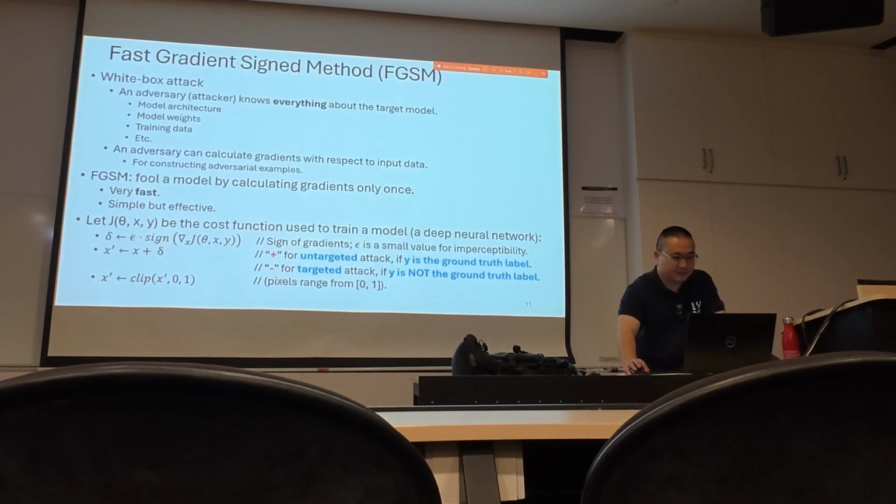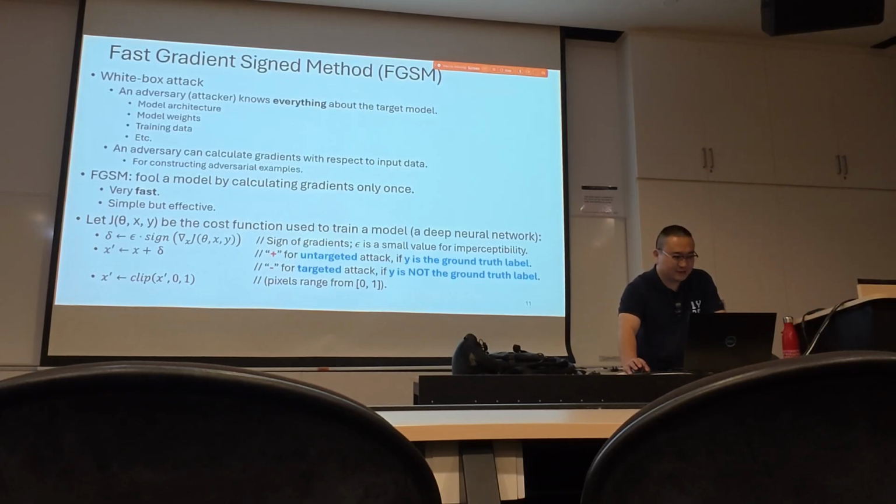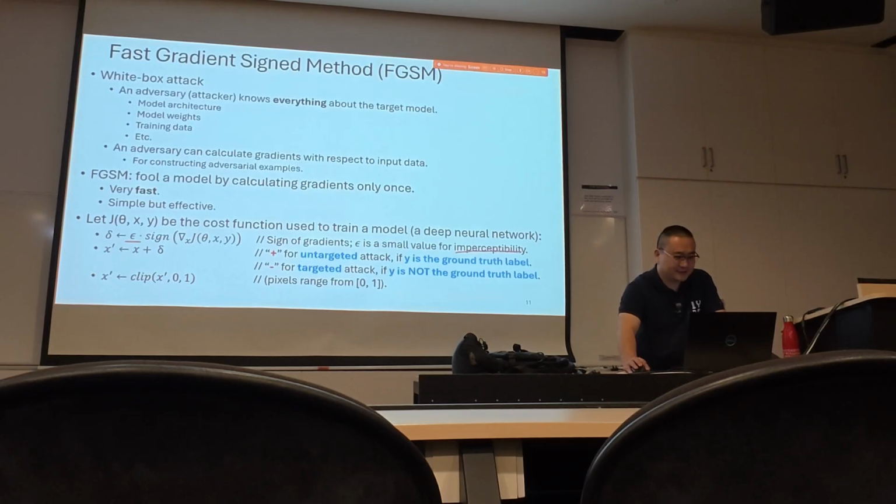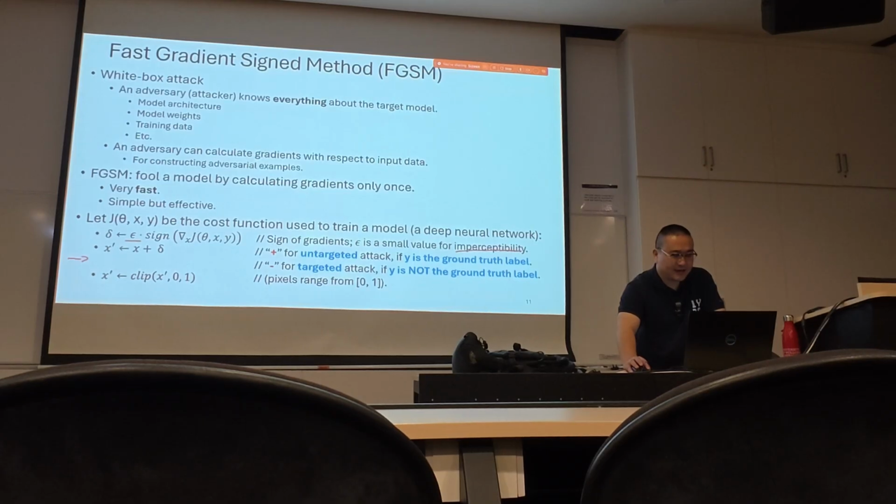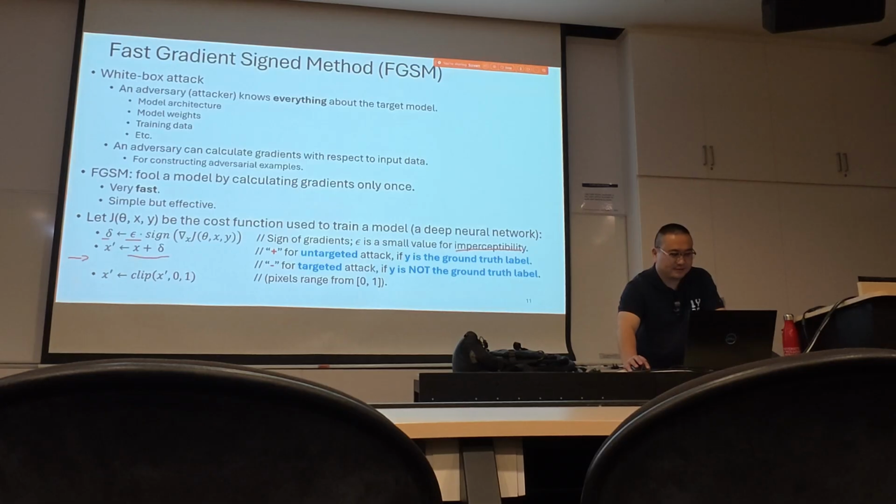But the sign of gradients can be too large as noise, because we don't want to modify the input panda too much. We just want to generate small noise. Therefore, we multiply it by a small value, epsilon. Epsilon is just a small value. And next is the key step. When we do that, we can add the previously calculated noise to the input. And that's it for the attack.